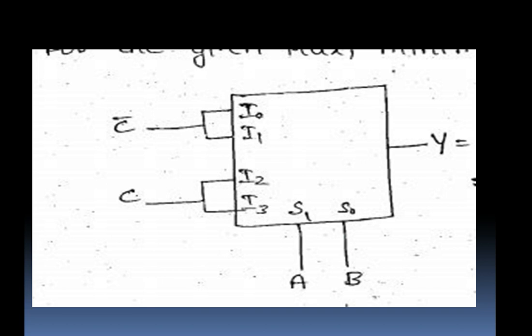Here comes the third question. The same procedure, here also we are having the 2 selection lines. So 4 possible combinations, 0 0, 0 1, 1 0, 1 1. Whenever it is 0 0, I naught is selected, I naught value is C bar. Whenever it is 0 1, I1 is selected, I1 value is also C bar. Whenever it is 1 0, I2 is selected, I2 value is C. Whenever it is 1 1, I3 is selected, I3 value is C.